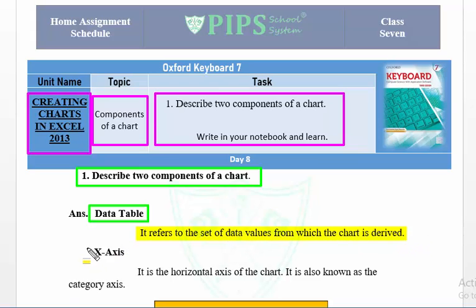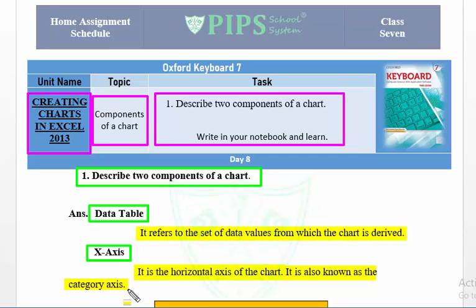Next is x-axis, and here is the definition of x-axis. It is the horizontal axis of the chart. The x-axis is the horizontal axis, okay. There are two axes, vertical and horizontal, so x-axis is the horizontal axis. It is also known as the category axis.